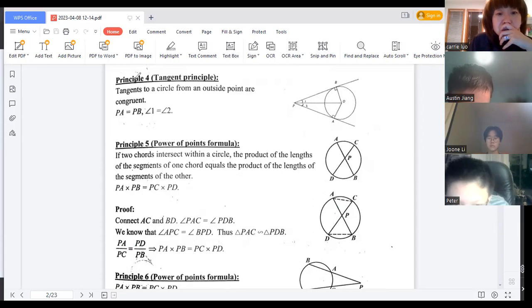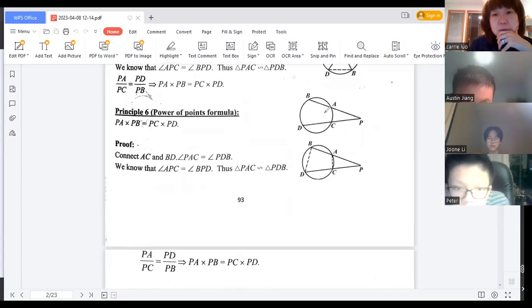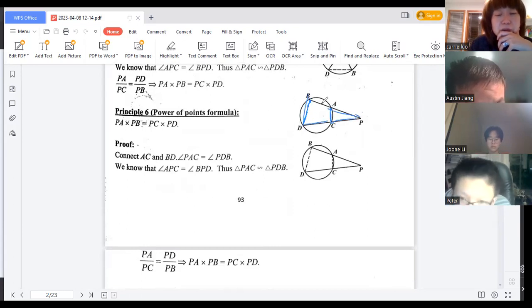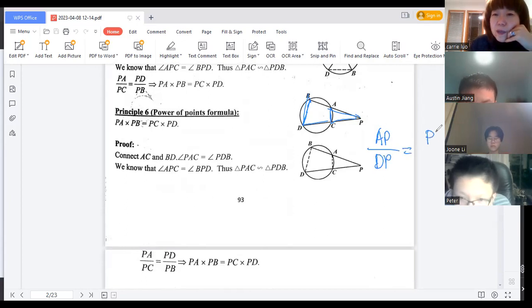Okay, so let's take a look at the next one. Principle 6, power of a point formula. So if we have this one, 这个我们以前学过一次啊，是不是这样子的，对不对？So PA times PB equals PC times PD. And when you want to use it, it's actually still using similar triangles to prove it, right? Okay, this triangle and this bigger one, they're similar to each other. So that's why we have AP to DP equals PC to PB. So that's why when you multiply them together, they're equal.